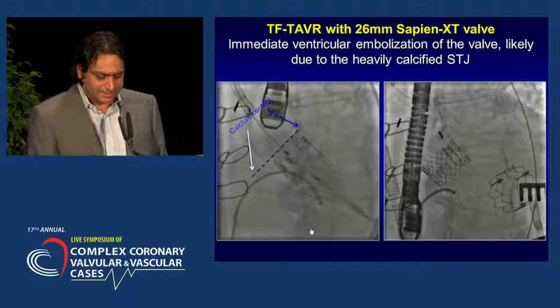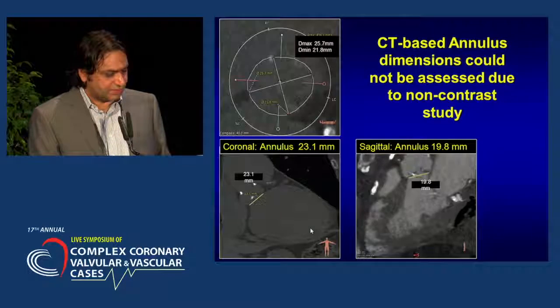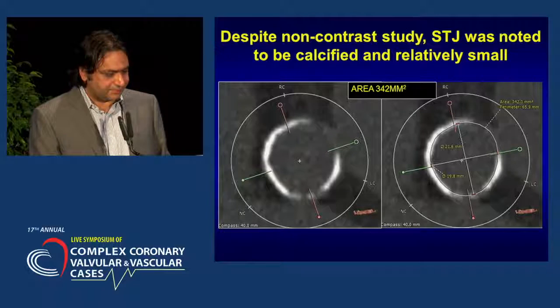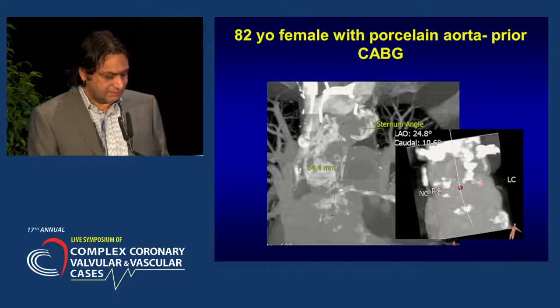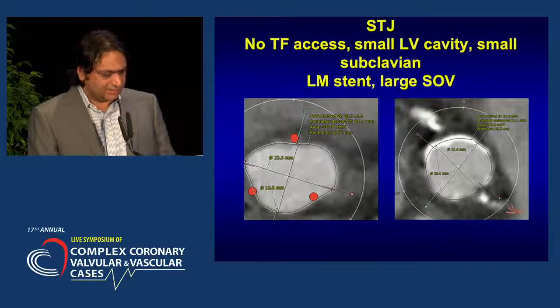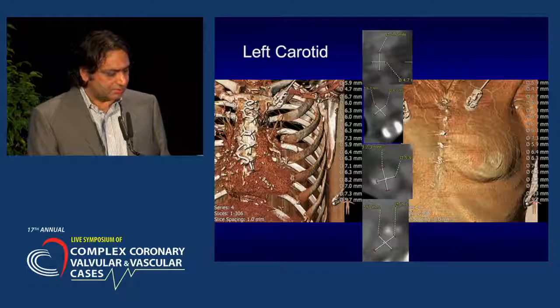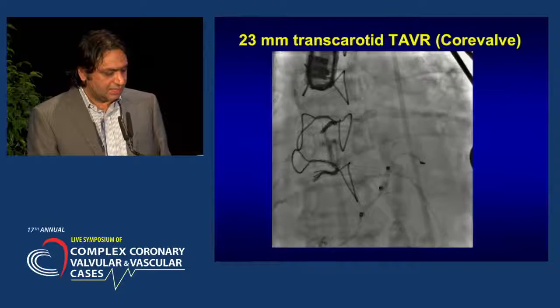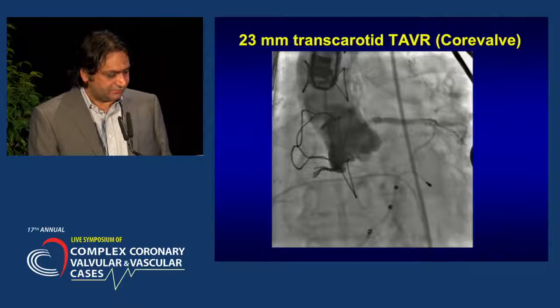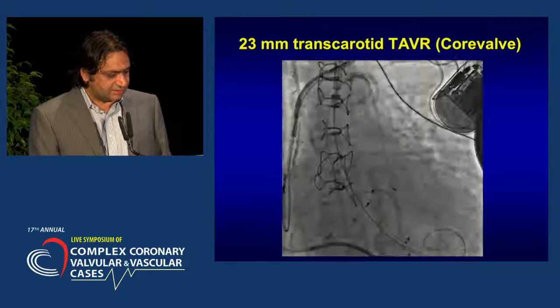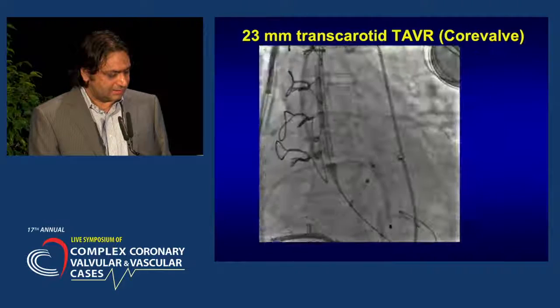So I guess let me just quickly go ahead. Here is another case, where the STJ was small. We protected the left main in that particular case. Here is a porcelain aorta case. So all this information is very, very important. In this particular case, we used a CoreValve through the carotid approach because that was the only feasible way to sort of get this done, and got the case done.